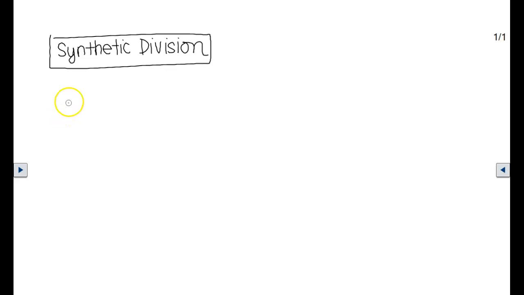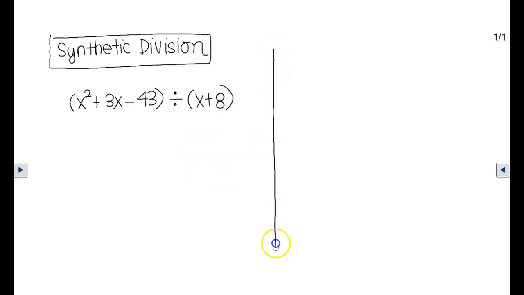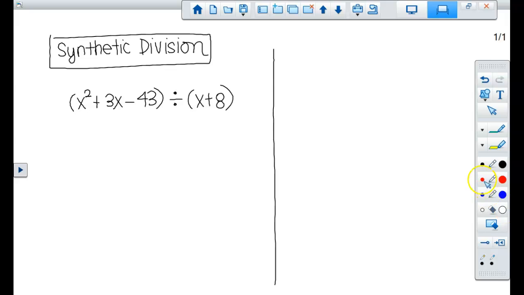So we're going to start out with this problem. x squared plus 3x minus 43. And we're going to divide that by x plus 8. Now, what I'm going to do is draw my line here, and over here on this left side, I'm going to do long division, and then I'm going to come over here on the right and do this same problem using synthetic division.